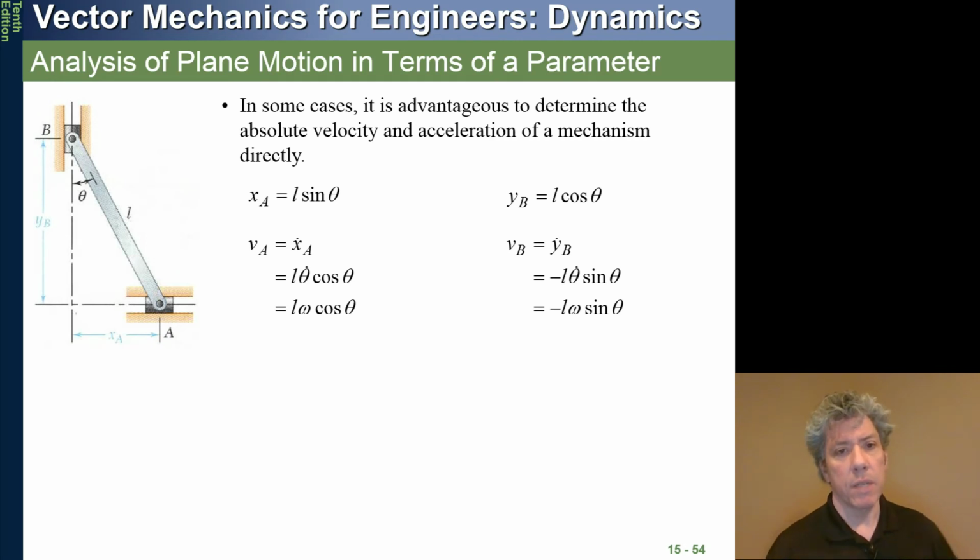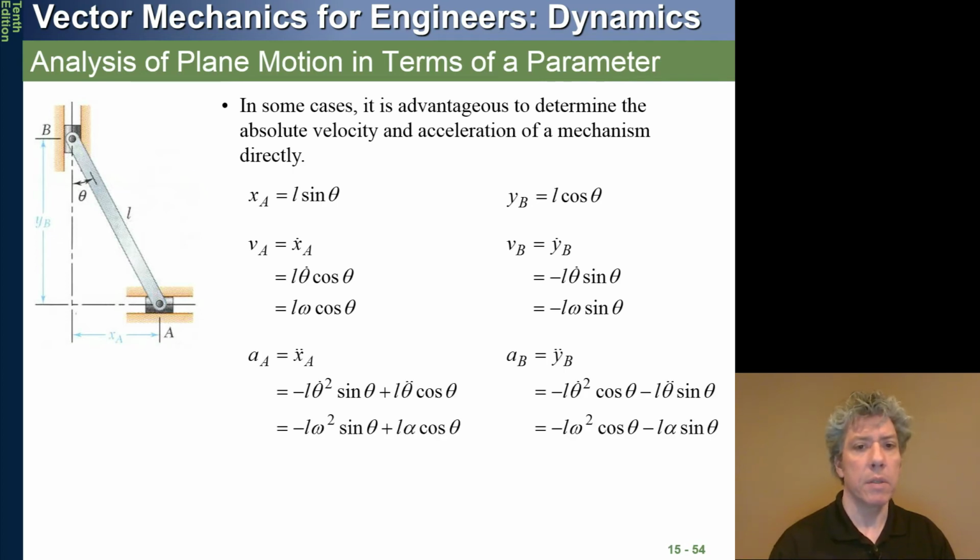This makes sense because if A is moving to the right, then B would be moving down. And so the velocity of A would be positive to the right, velocity of B would be against the coordinate, which would be down. So this makes sense. And then to get the accelerations, just take the derivative again.